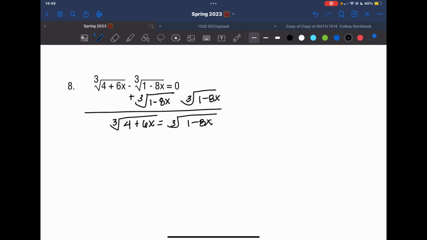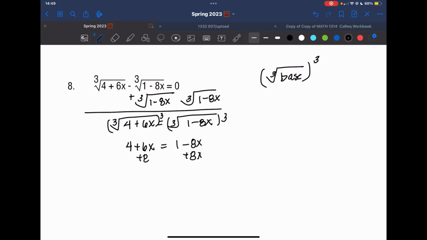And then we want to get the base by itself, right? So the opposite of a cube root is going to be everything raised to the third. 4 plus 6x equals 1 minus 8x. Add 8x to both sides, minus 4. So now we have 14x equals negative 3, divided by 14. X equals possibly negative 3/14.